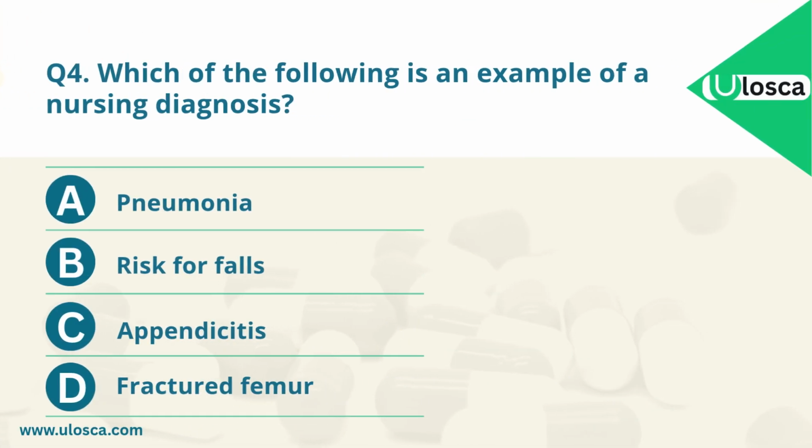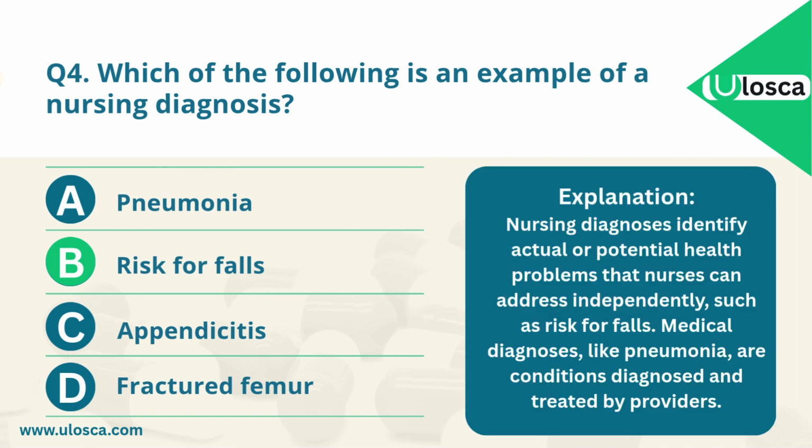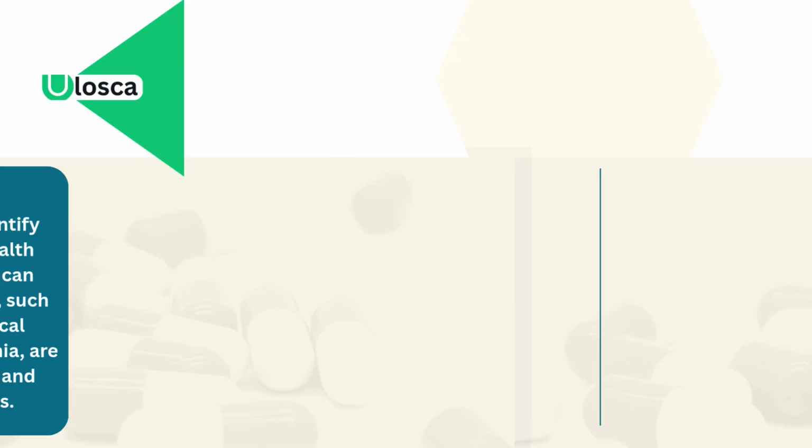The correct answer is B. Risk for falls. Explanation. Nursing diagnoses identify actual or potential health problems that nurses can address independently, such as risk for falls. Medical diagnoses like pneumonia are conditions diagnosed and treated by providers.